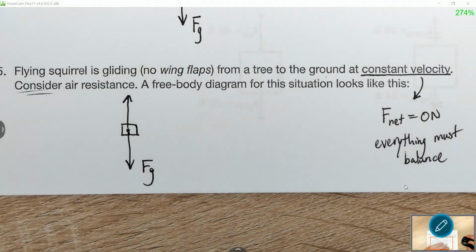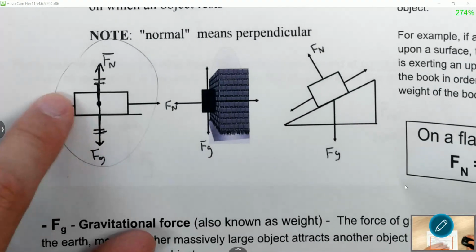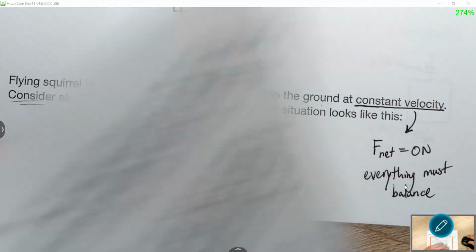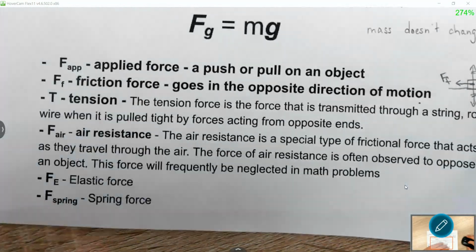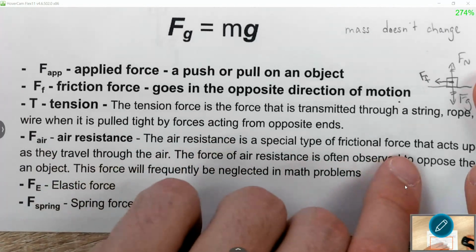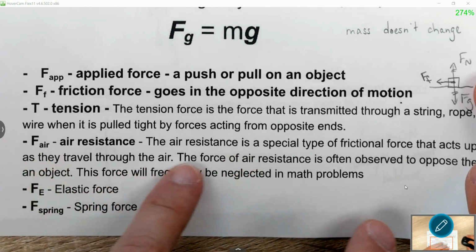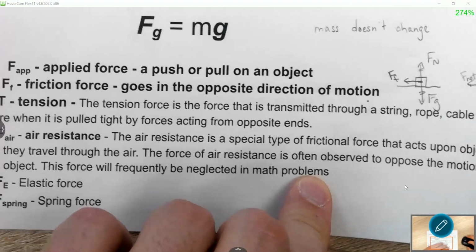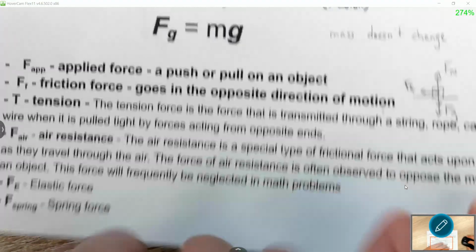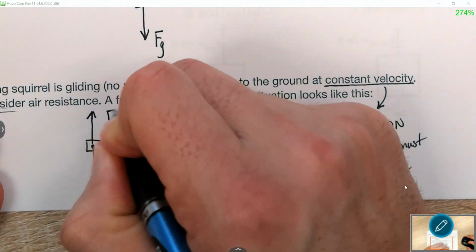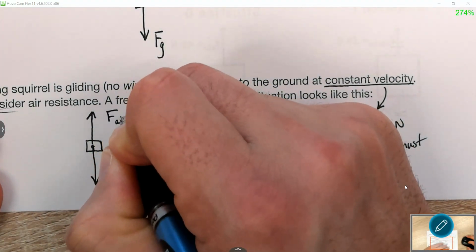Okay? If you're on a surface, you would draw it and label it as the normal force. But if you're moving through the air and it tells us to consider air resistance, then we are going to use F subscript air. All right? It's a special type of frictional force that acts as they travel through the air. And it is often observed to oppose the motion of an object. Okay, so instead of Fn, we are going to write F subscript air.